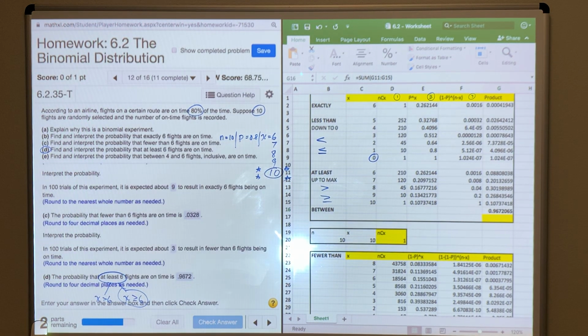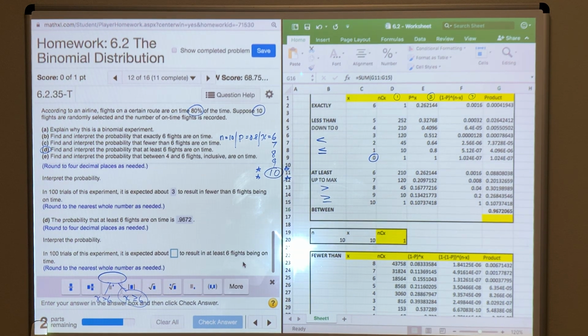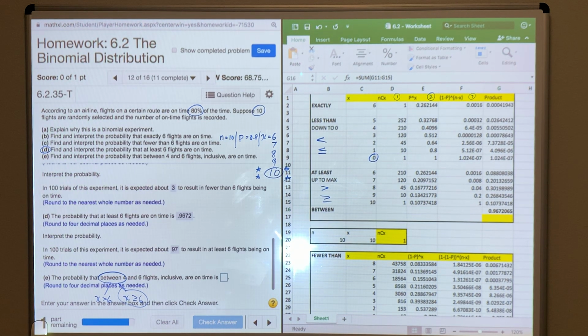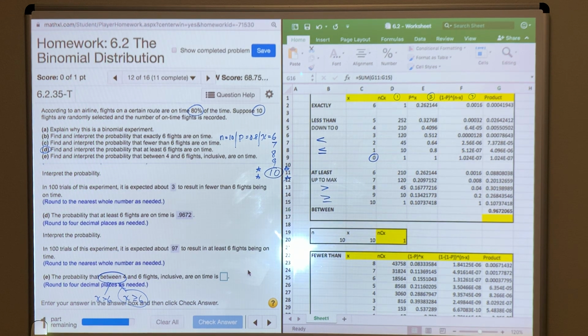So there it is, let's move on. They're gonna ask you again about the 100 trials, multiply as necessary depending on your scenario. That gives me 96.72, or in other words, 97 out of the 100 flights will probably be where we'll have at least 6 being on time, or 97 times where I calculate this trial of 10 flights. Okay, so now the probability that between 4 and 6 flights. Okay, so we finally get to the last part.